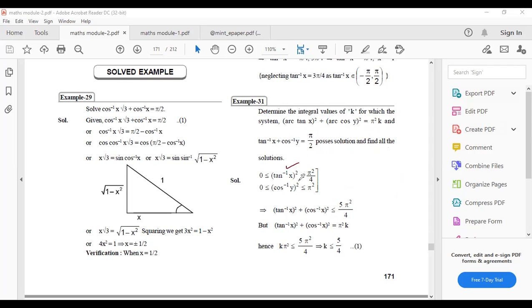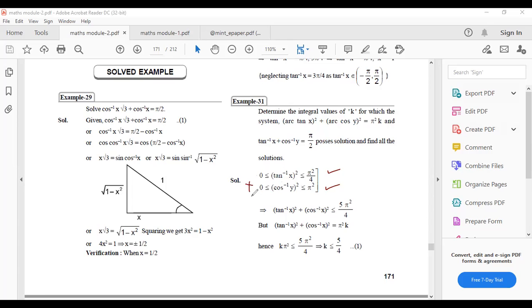So the range of (tan inverse x) square is from 0 to pi square by 4. For the range of (cos inverse y) square, we know cos inverse y is from 0 to pi. Here you can square it. The square of 0 is 0, the square of pi is pi square. So the values would be ranging from 0 to pi square. Do you agree with these first two equations? Do you all agree with it?